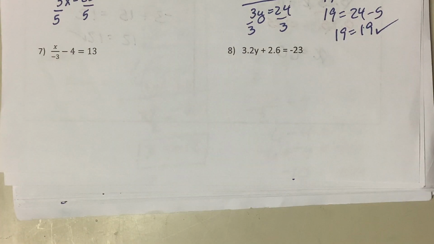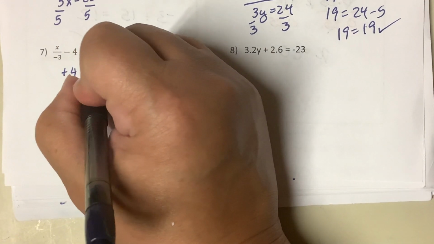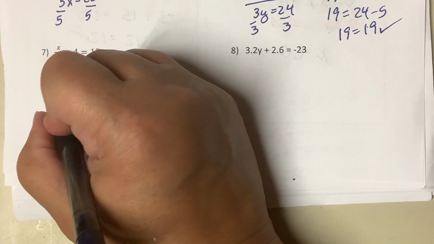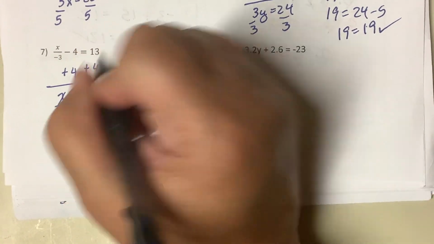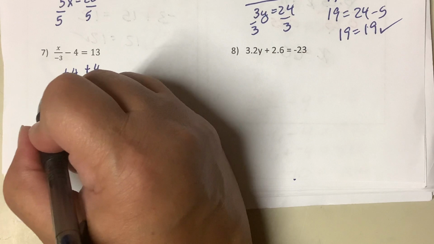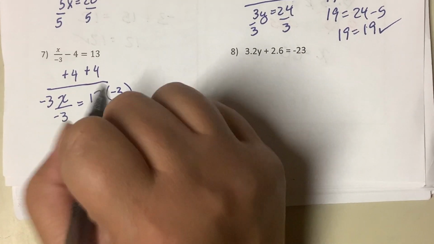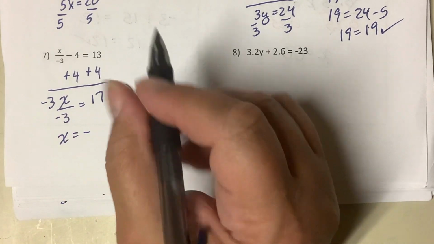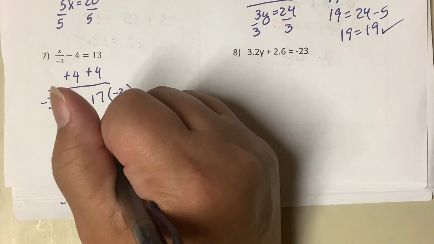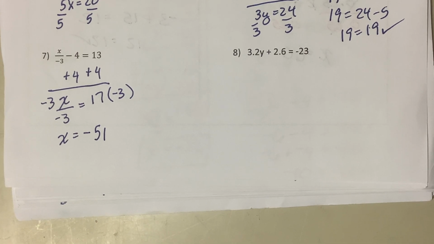And the next problem. Division. Add 4 to both sides. And you get x divided by -3 equals 17. Multiply both sides by -3. 17 is positive, -3 is negative, so I know I'm going to get a negative answer. 30 plus 21 is 51. 17 times 3 is 51. Signs are different, so it's -51.